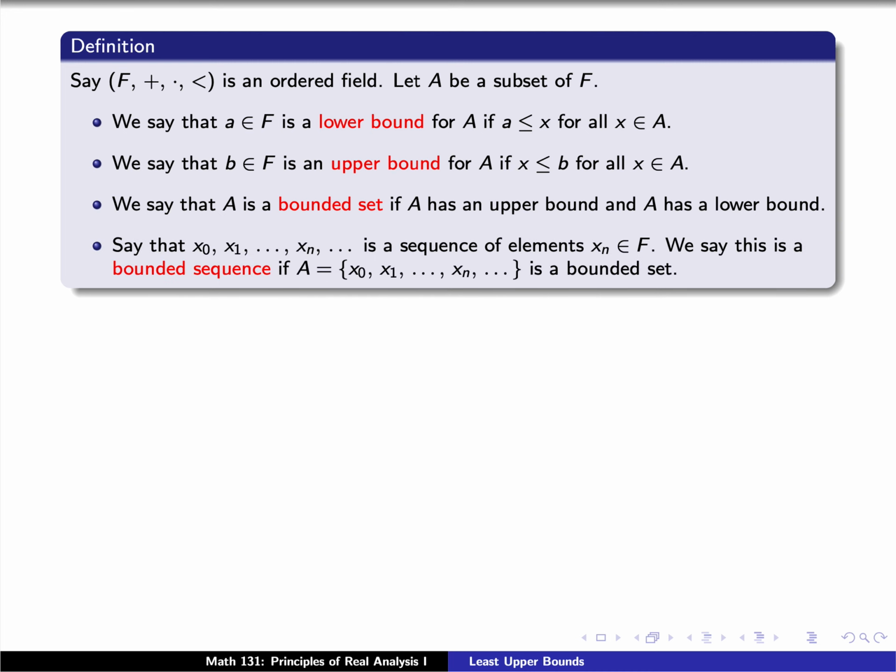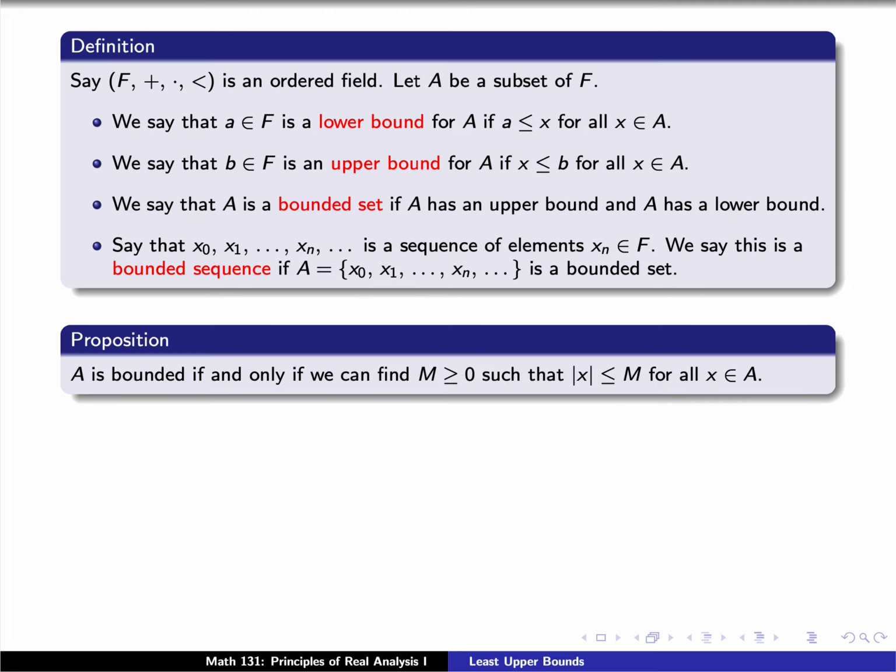Say that we have a sequence of elements x0, x1, x2, and so on from the field F. We'll say that this is a bounded sequence if, once we place these elements into a set capital A, this is a bounded set. A set A is bounded if and only if we can find a number m greater than or equal to 0 such that the absolute value of x is less than or equal to m for all x in A. This goes over the usual definition that we think of when we say that something is bounded.